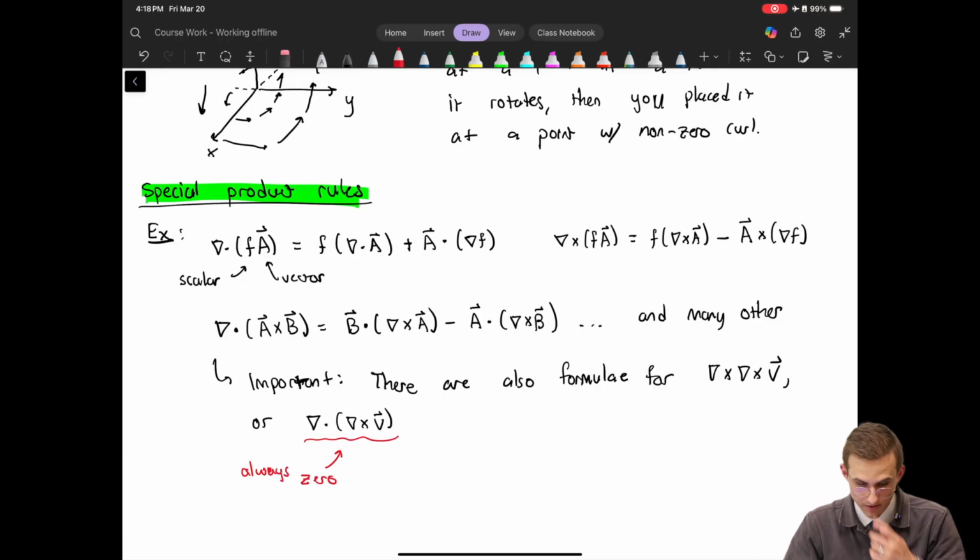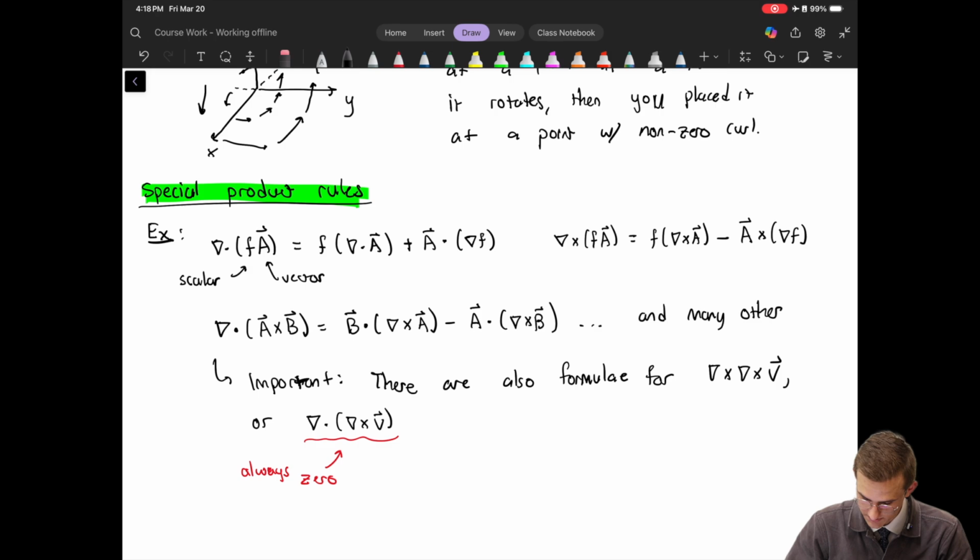I would encourage you to go and actually just prove that to yourself using the definitions that we've covered. There are also formulas for these second derivatives. And again, I would say, in most cases, just go ahead and look them up.